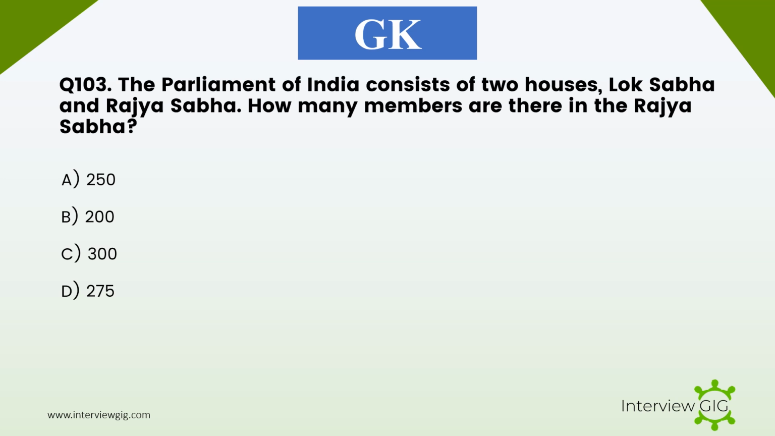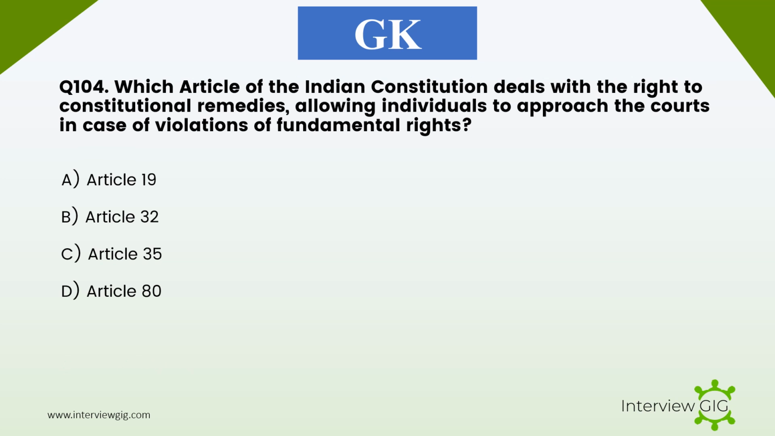Next question. The Parliament of India consists of two houses, Lok Sabha and Rajya Sabha. How many members are there in the Rajya Sabha? A. 250. B. 200. C. 300. D. 275. Answer A. 250.